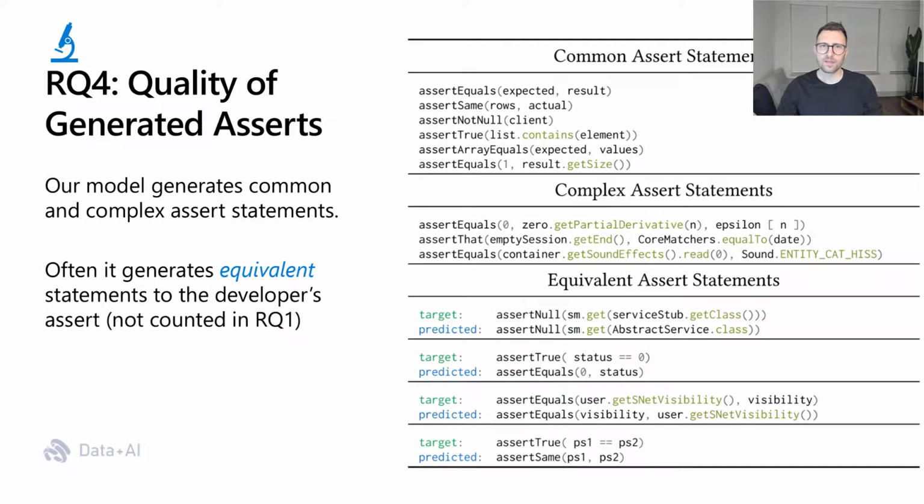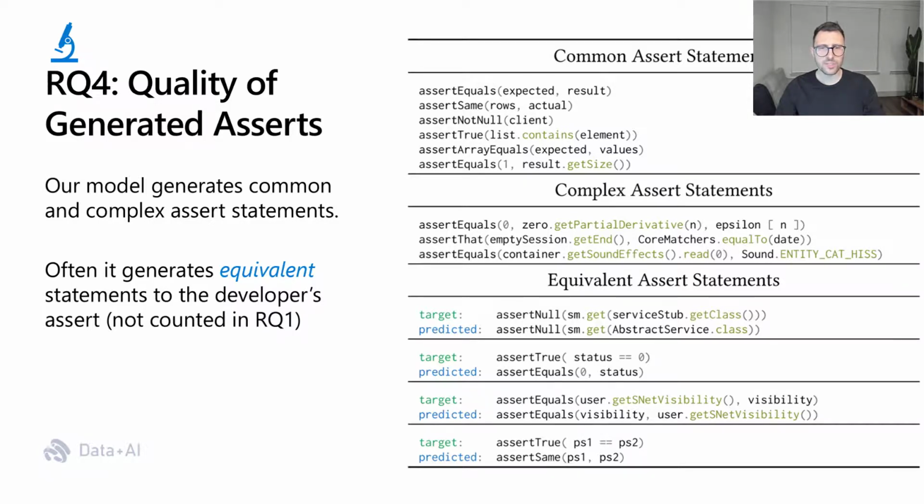Here we manually analyze the quality of the generated asserts among the perfect predictions that match the original assert statement. We found that the model can generate common assert statements which are often found in many test cases. For example, comparing an expected variable with a result variable, that the list contains the element that was added, or checking that the size of the result is equal to 1. Additionally, we also found complex assert statements among the perfect predictions, which involve multiple method invocations, complex parameters and values.